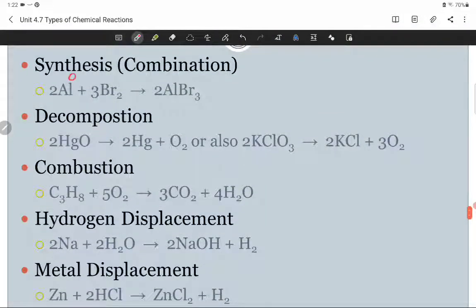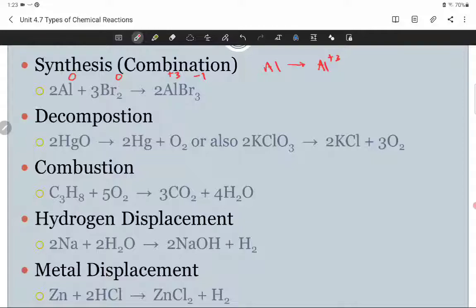Aluminum is an elemental. Bromine is an elemental. So those both have zeros. I would always start with elementals because that's rule number 1. Bromine is a -1 and aluminum is a +3. So let me just actually break this down for you here. Aluminum into half reactions goes to aluminum +3.